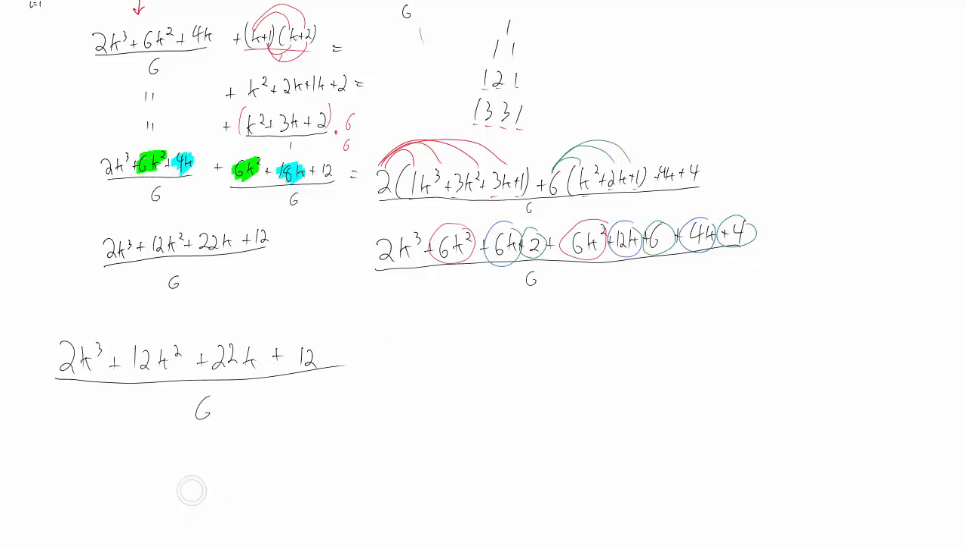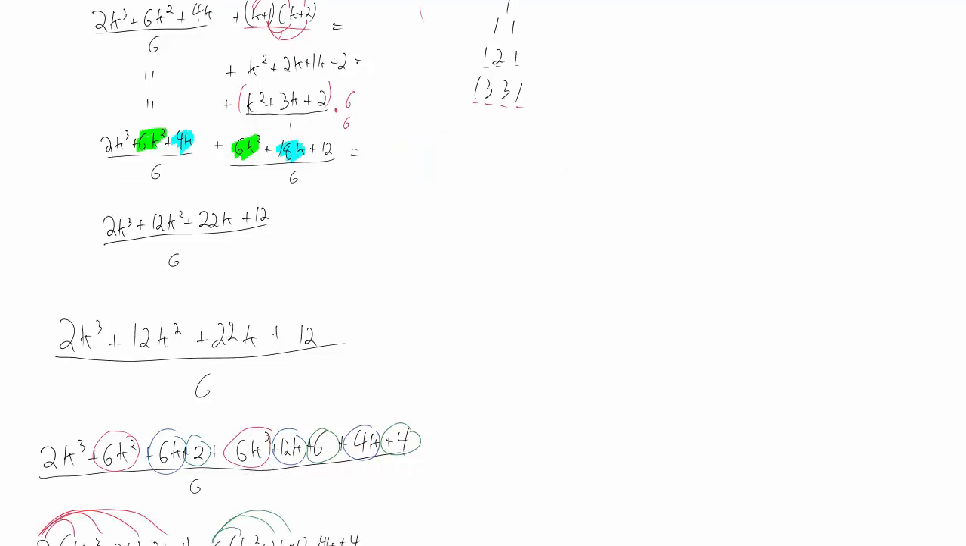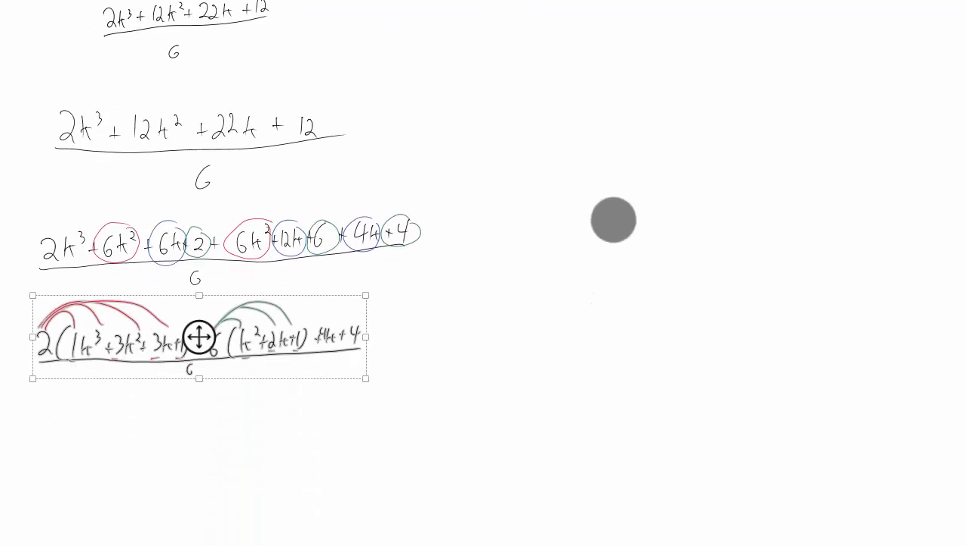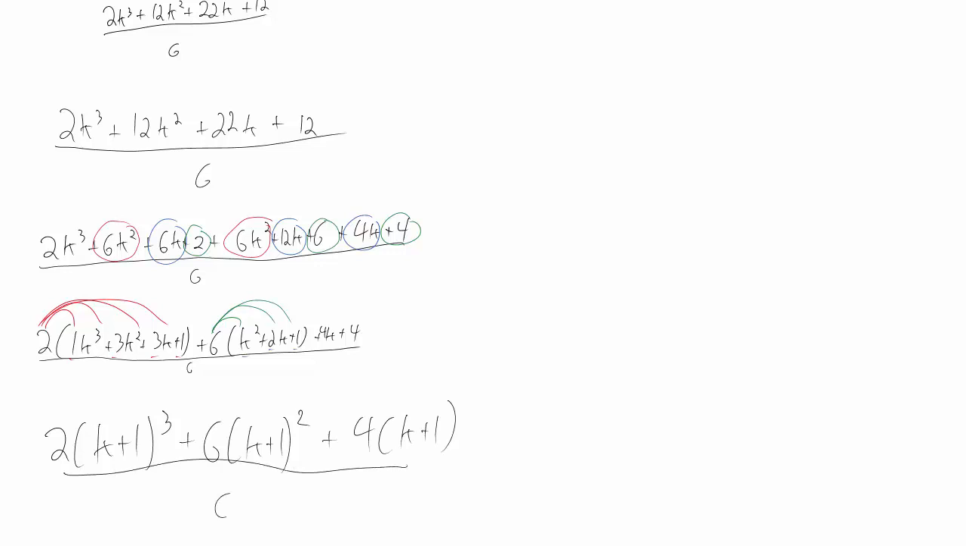Now I'm going to move this part under that, okay? And then I'm going to move this part under that. Okay, so I'll move that there. And of course this simplifies. This comes out to the thing that we're trying to prove. This comes out to 2 times k plus 1 cubed plus 6 times k plus 1 squared plus 4 times k plus 1 all over 6.